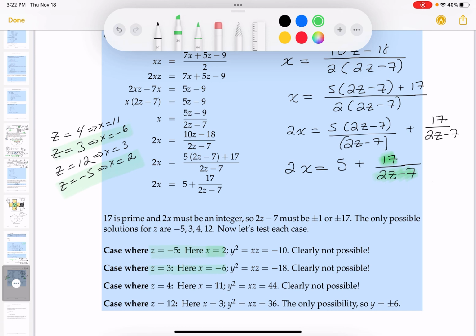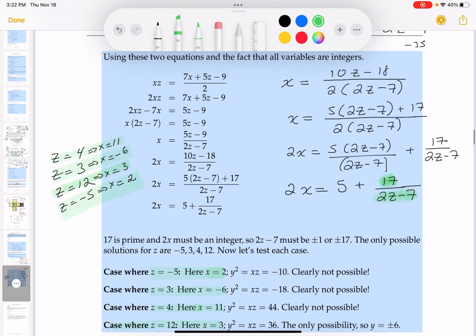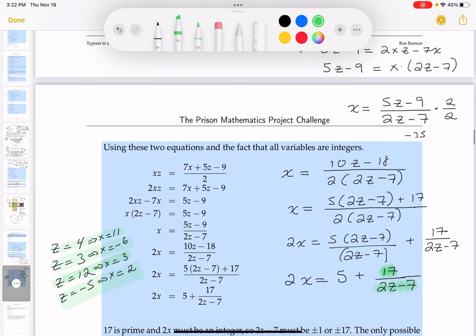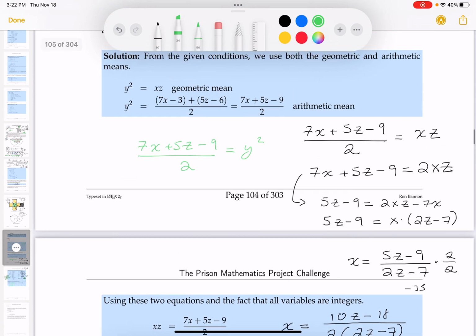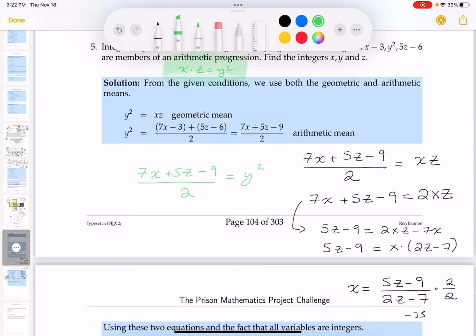Got this one. I got this one. And then I got 12 and 3 over here. By the way, my big concern right now is if I can do the y squared. I don't even know what y squared is. Let's go back. Y squared is this over here. So I have to do the x times the z and see if I get a y squared.